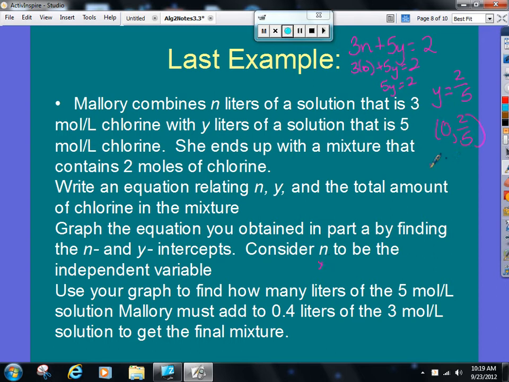Now let y equal 0. I get 3n plus 5 times 0 equals 2, so 3n equals 2, and n equals 2/3. So (2/3, 0) on my graph. I could plot those points and graph them. After you graph them, use your graph to find how many liters of the 5 mole solution she must add to 0.4 liters of the 3 mole solution to get the final mixture.